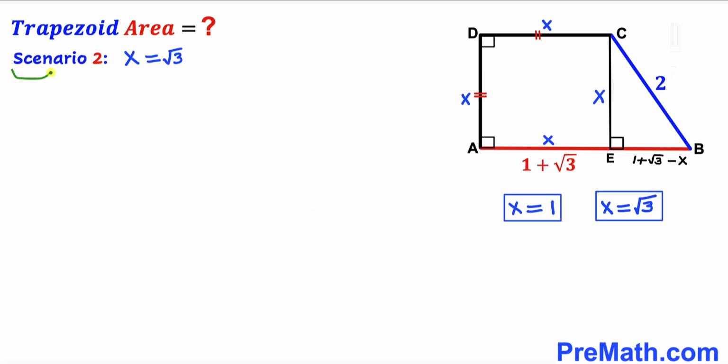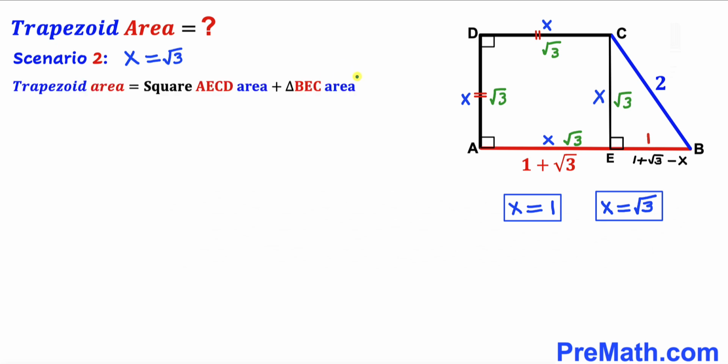And here's our second scenario when the x value is √3. So therefore this x value is going to be √3, √3, √3, and likewise √3 over here. And furthermore for this segment I'm going to substitute this x value as √3 over here. So therefore this is going to become 1 + √3 - √3, and here we can see they are gone. So therefore this EB segment turns out to be 1 unit.